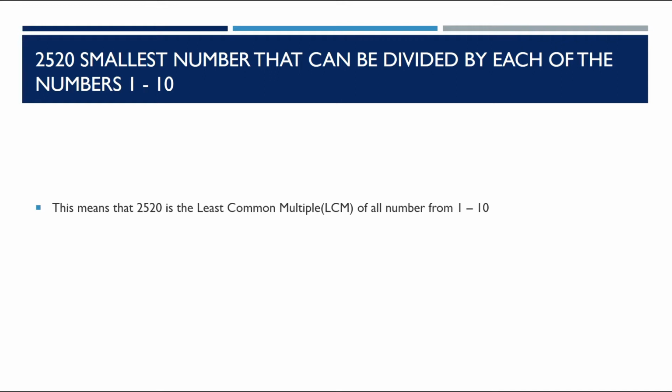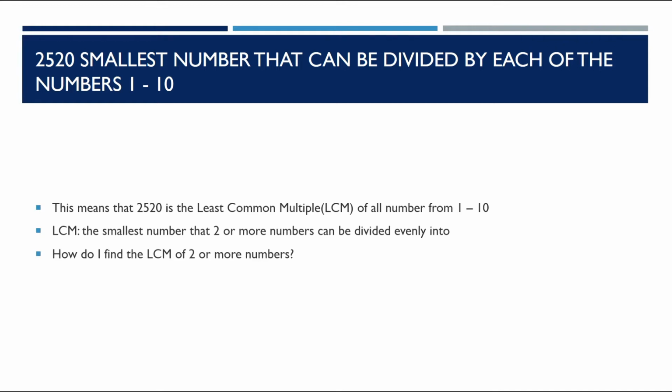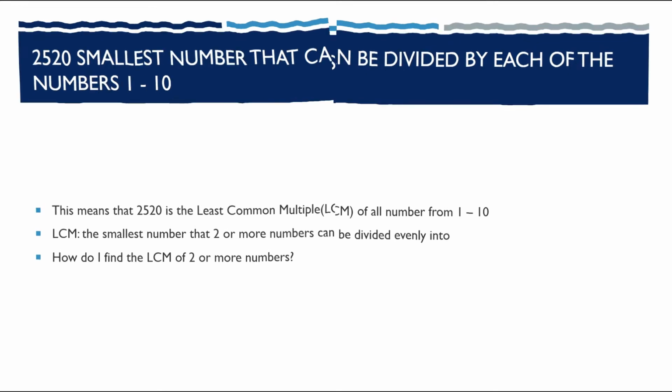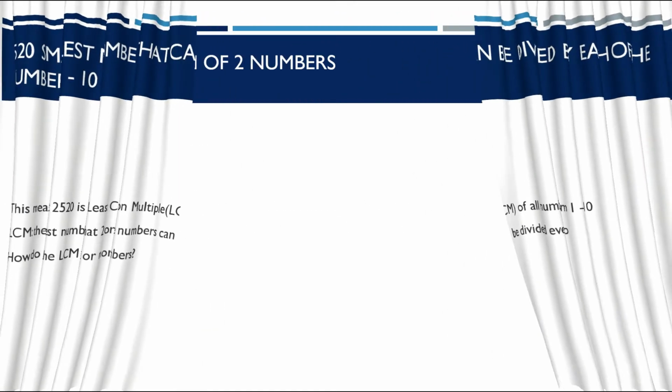And if you remember from math class, LCM is the smallest number that two or more numbers can be divided evenly into. So what that means is that if we divide the number 1 into 2,520, we get no remainder. Number 2, we divide that into 2,520, we don't get a remainder, and so on, all the way through 10. So what we need to do now is figure out how do we find the LCM of two or more numbers. And that's going to be explained on this next page.